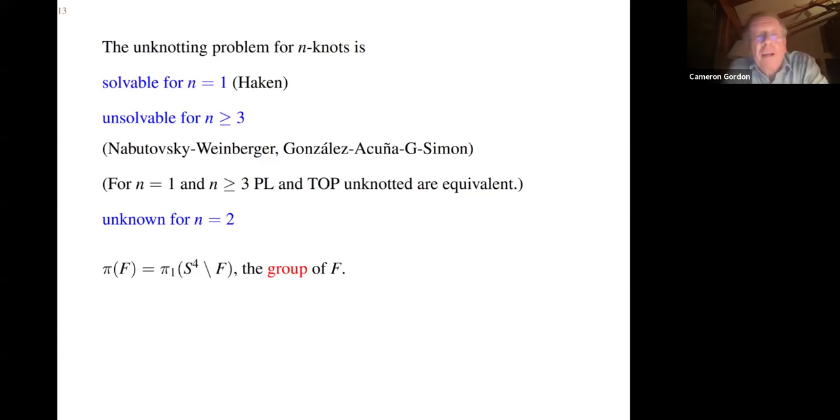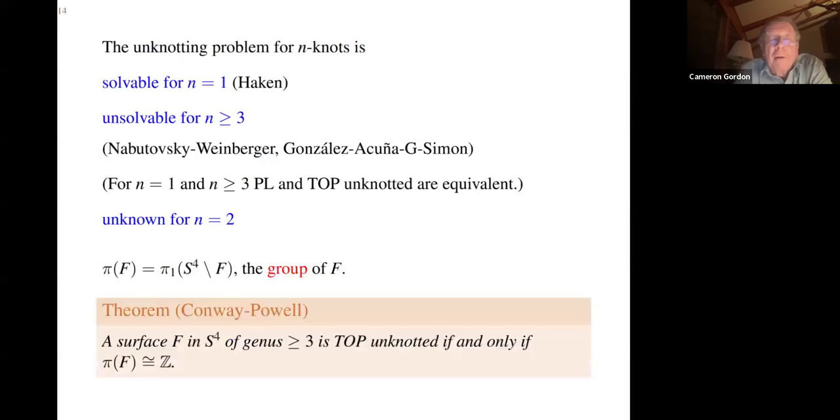And that's going to play a sort of key role in what I have to say, as I'll explain. In particular, a relatively recent theorem that's going to play a key role is a theorem of Conway and Powell that says that a surface in S4 of genus at least 3 is topologically unknotted if and only if its group is Z. So obviously, an unknotted surface has group Z, and for genus at least 3 in the topological category, this is equivalent by the Conway-Powell theorem.